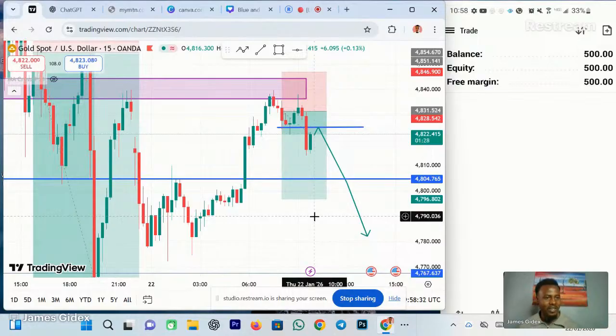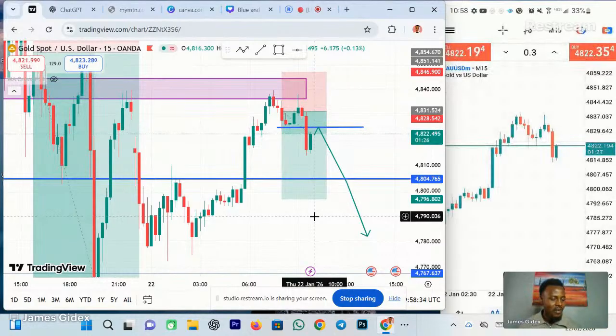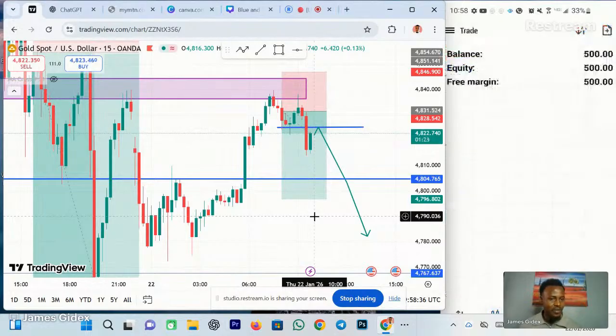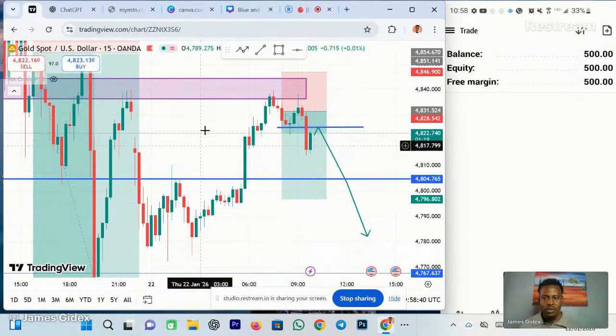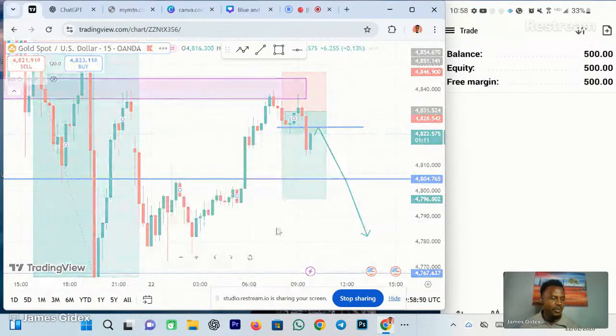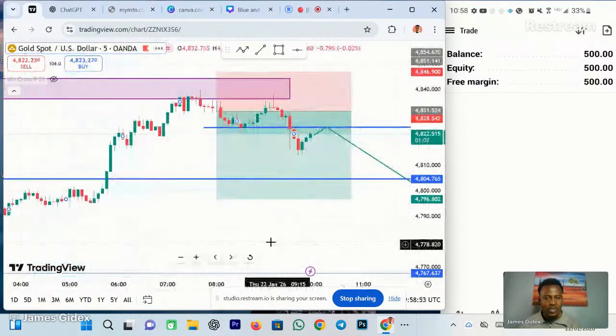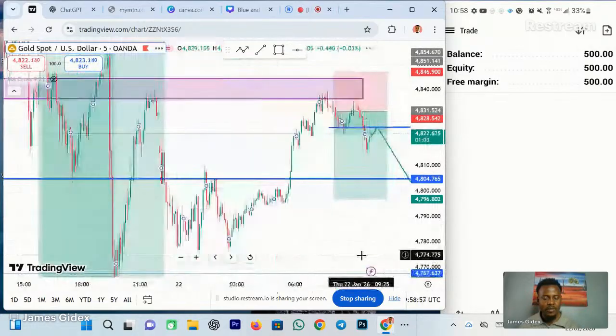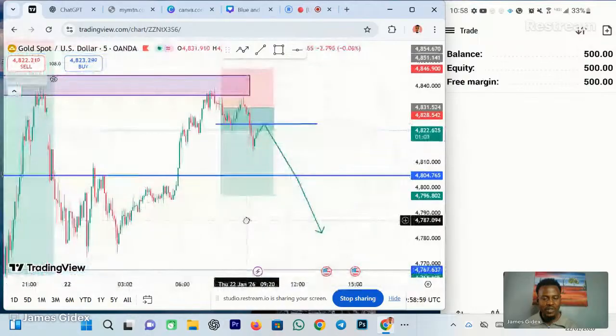So as you can see, this is my $500 right here. So let's see. Let's get down to the 5 minute time frame and see what the market is doing. This is the 5 minute time frame.